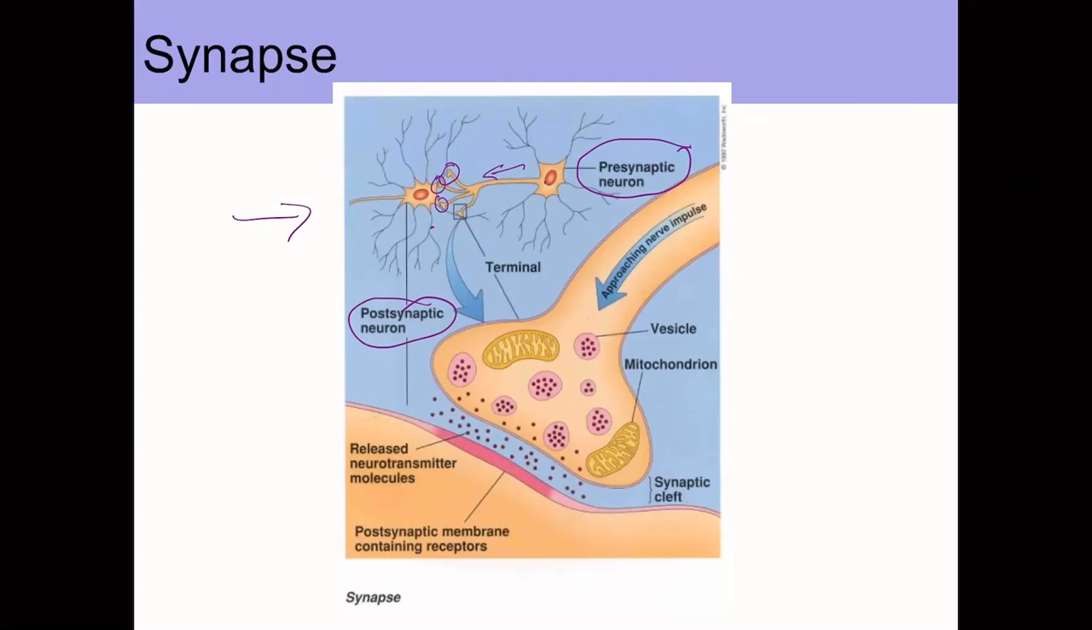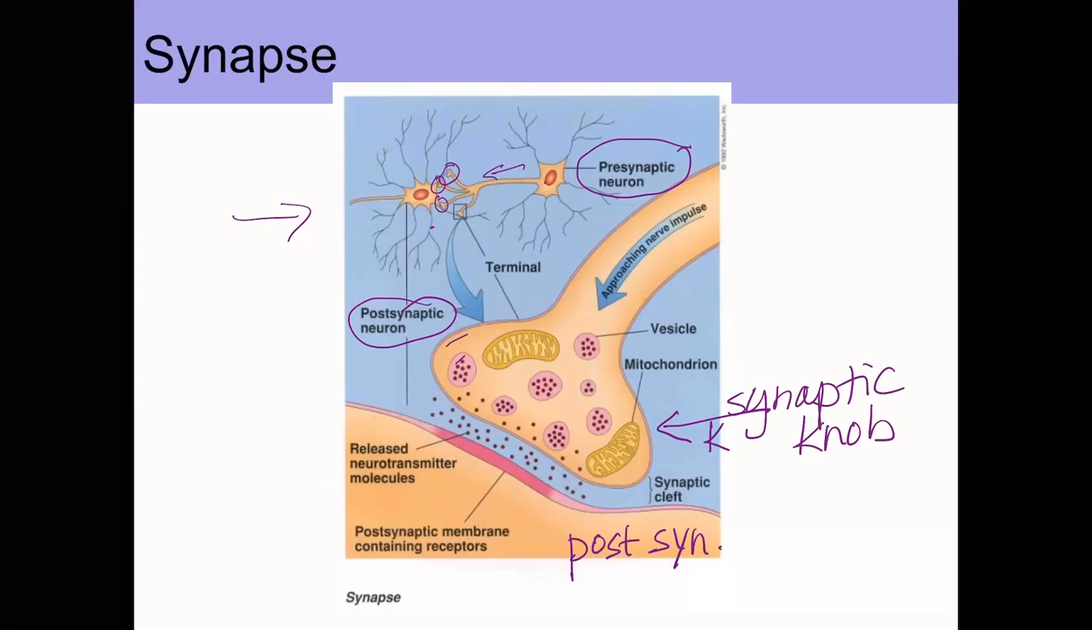Now, the pre and post, it's not an assigned name. It just means that there's one before the other one. So if you look at this, here's the synaptic knob, and then here's the postsynaptic neuron dendrite, or it could be the cell body.